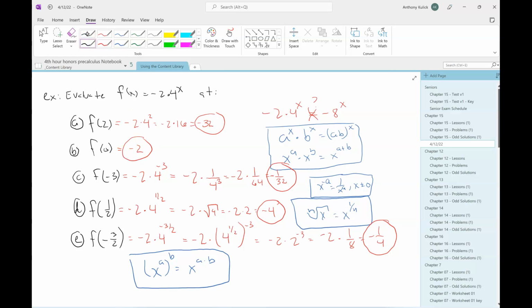Circle that one too, I suppose. How's that? It's all right? It's all right.